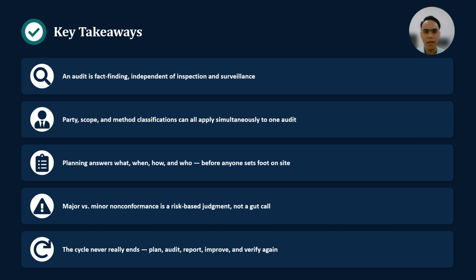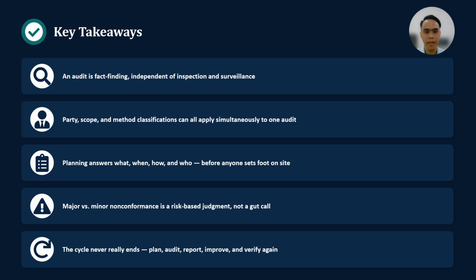So let's summarize. First, an audit is a fact-finding process. It's generally distinct from inspection, which is about accept or reject decisions on a unit, and from surveillance, which is ongoing monitoring rather than a bounded process. Second, the party, scope, and method classifications that we've covered, internal, external, system, limited scope, location, and function, are not mutually exclusive. A real audit is often several of these labels at once.